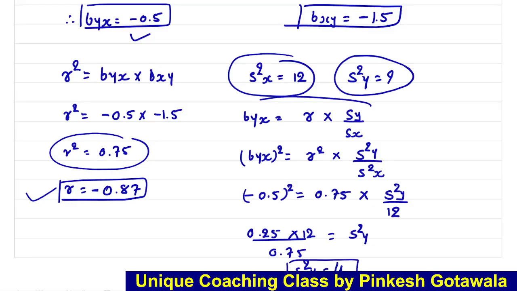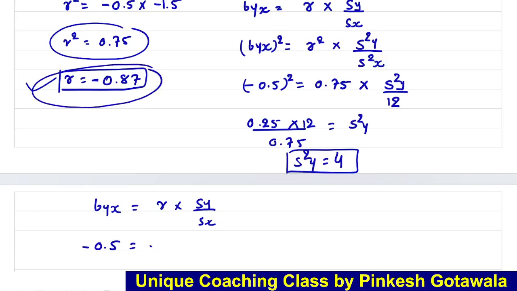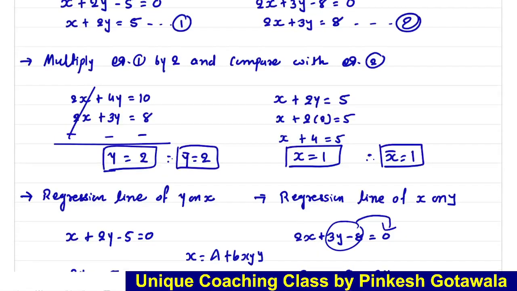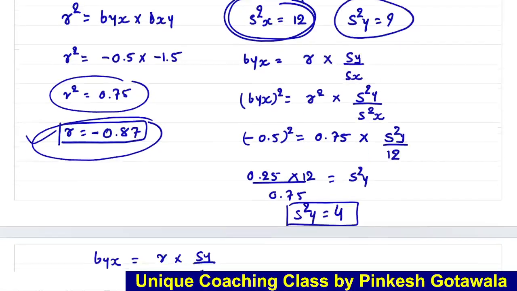If we put the values directly in this formula, you will get the answer too, no doubt, but maybe there will be a minor difference in the answer. Both are allowed in the exam. Now let's solve without squaring. If we do it without squaring, we have to do extra calculation. Here we have r, minus 0.5 equals minus 0.87 into sy by sx. So here we have to find the value of sx. Sx square is given, so we have to take its root.